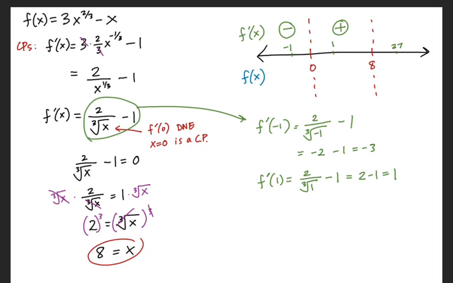I've just been taking cube roots of x in my derivative, and 27 is the next big number after 8 that's easy to take the cube root of. So I'm just picking something easy. And cube root of 27 is 3, so this is 2/3 minus 1.